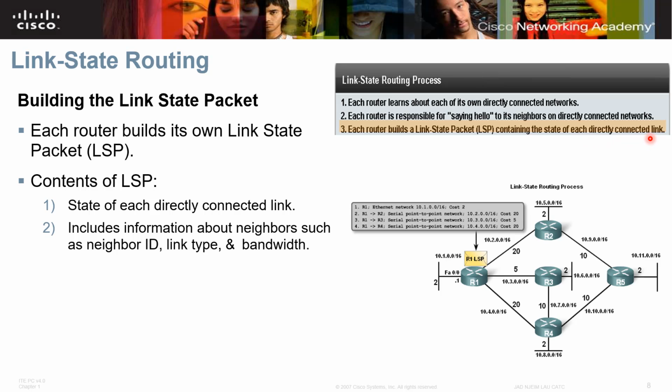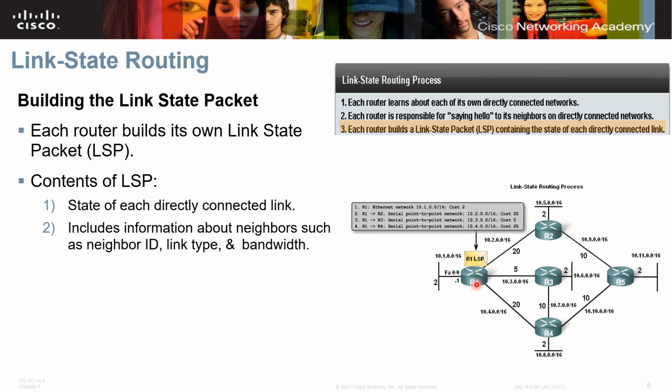Now, after R1 knows that there are R2, R3, and R4 neighbors, it will collect information about the direct links. For example, here it's link 1, link 2, link 3, and it collects information about the link state or link cost of these links. It puts this information into a link state packet. A link state packet contains the main information of the directly connected links, and I will exchange this link state packet with the other routers.